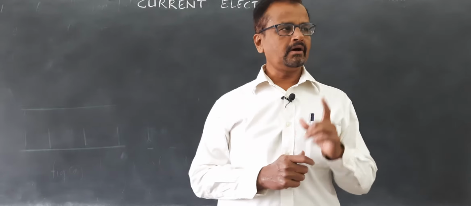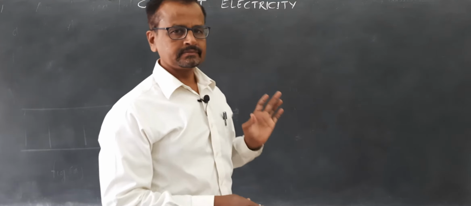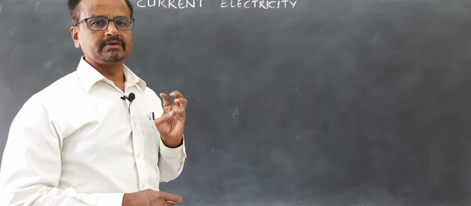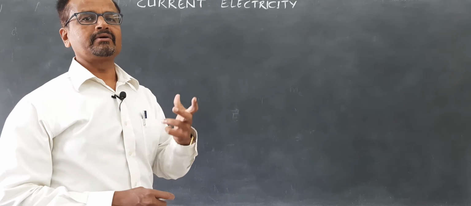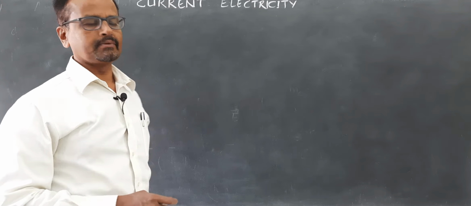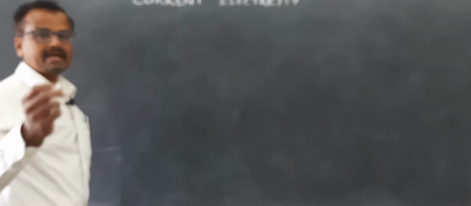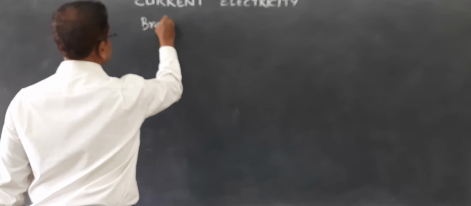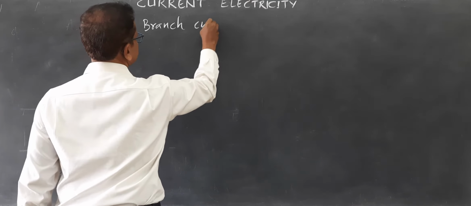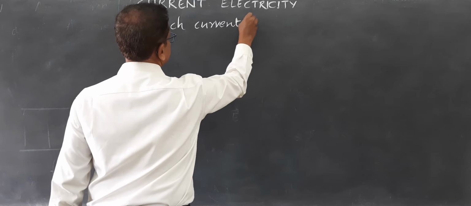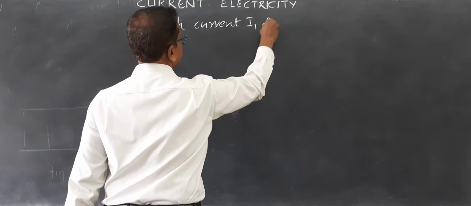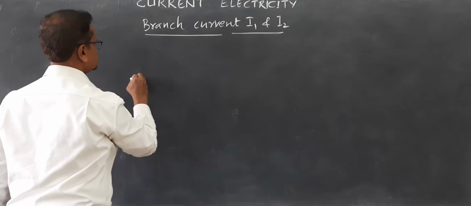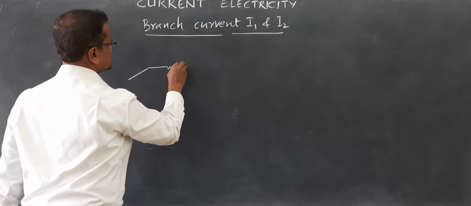Okay. Now there is one interesting finding, one interesting equation which you will come across frequently while solving numerical problems. How to find the branch current? You see, branch currents I1 and I2. Let us see the circuit.